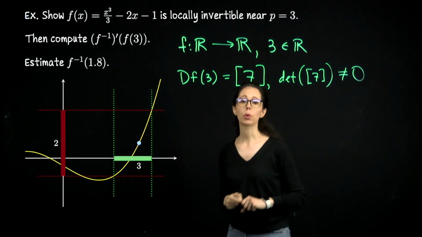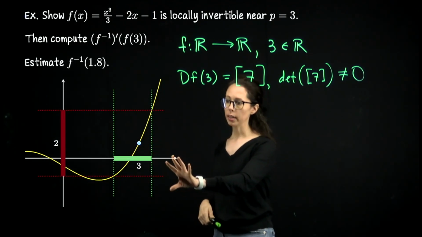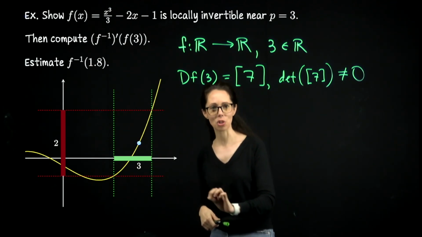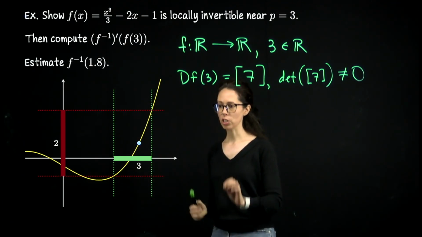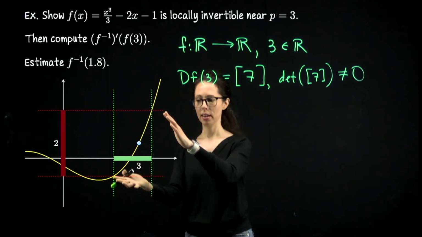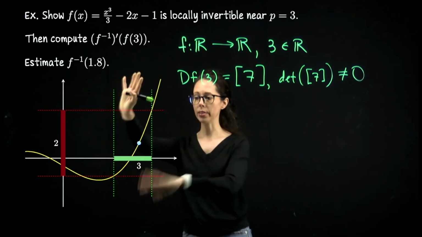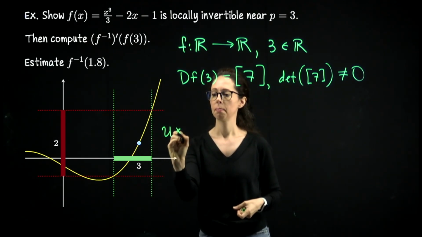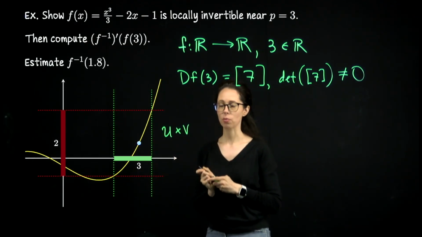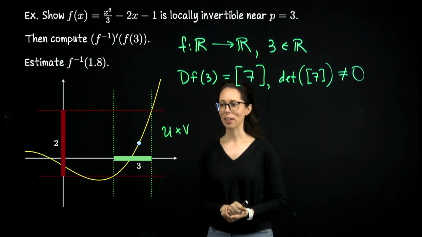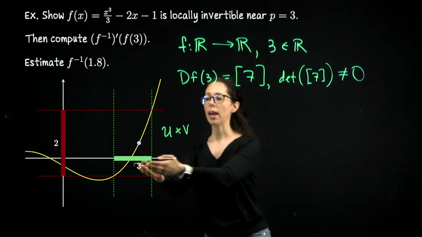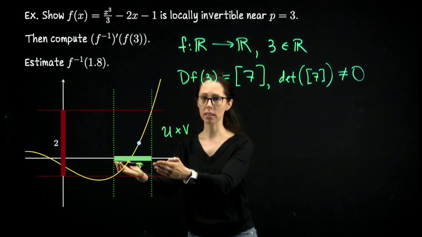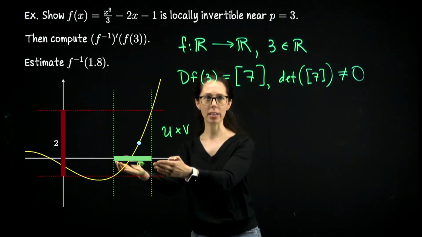Here are neighborhoods that would work. They are not unique here, so I've picked a U around 3 and a V around 2, so that if we just look in this rectangular grid, f is a bijection. So ignore everything else. Just look at U cross V here. So this is like the Cartesian product U cross V. That's this rectangular shape. I hope you can see I've sketched around this point. So for every x value in U, so pick any x here, there is exactly one y in V and vice versa.